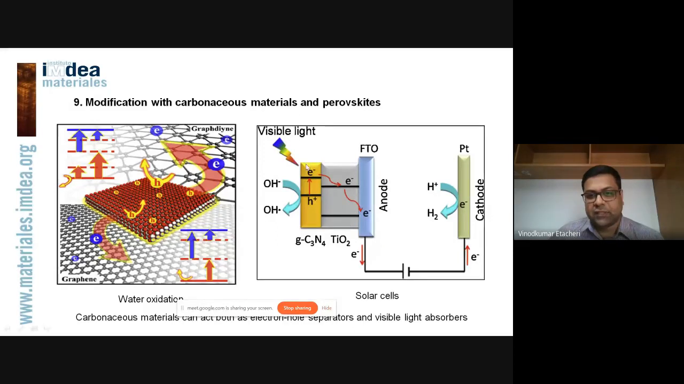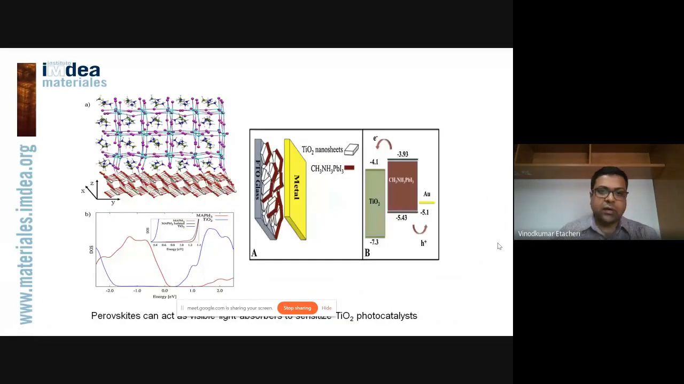In case of sensitization, it absorbs visible light and then transfers these electrons produced on C3N4, known as graphitic carbon nitride, to TiO2, and then from TiO2 to the external circuit, generating electric current.